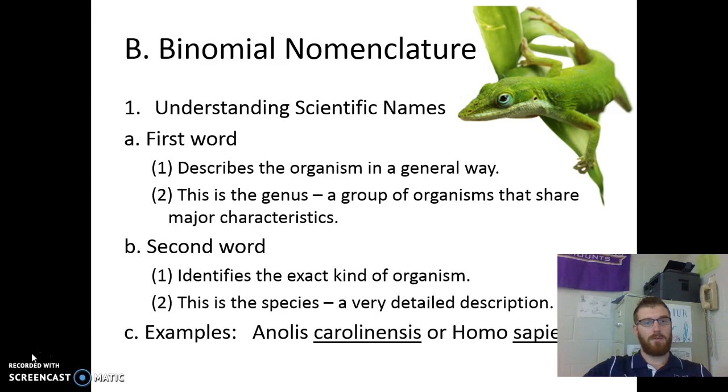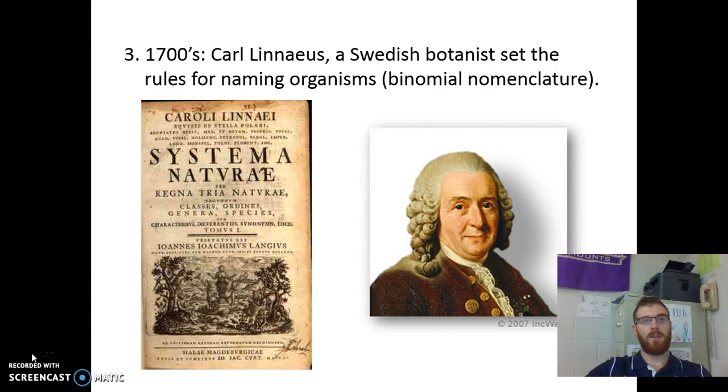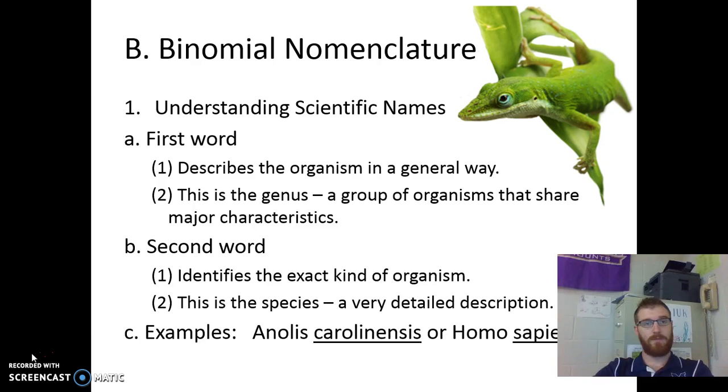Carl Linnaeus derived the first use of modern taxonomy, and we usually call it the Linnaean system of classification. He was a Swedish botanist and set rules for naming organisms, or binomial nomenclature.